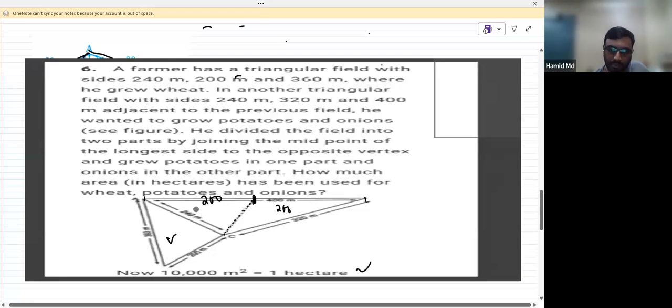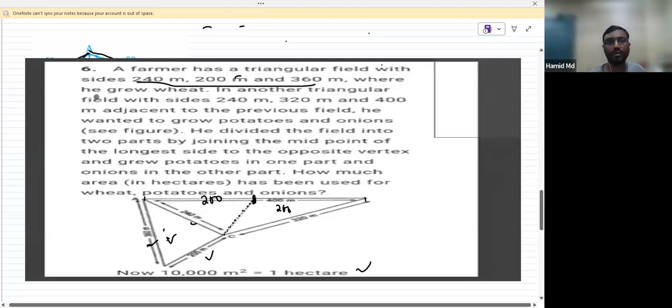So there must be a clue somewhere in the question. He divided the field into two parts by joining the midpoint of the longest side to the opposite vertex and grew potatoes in one part and onions in another part. The farmer has a triangular field with sides 250, 200, and 360. 240 is this one, 200 is this one, and 320 is this one, right? This is 360. So one part of the information is over here related to this.